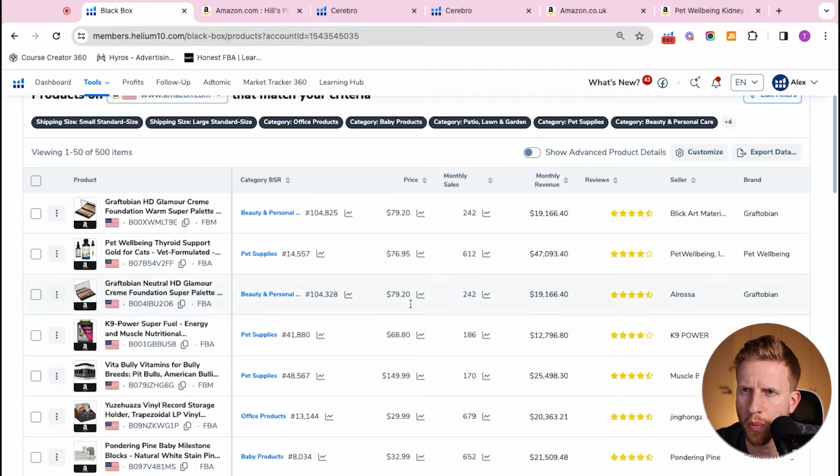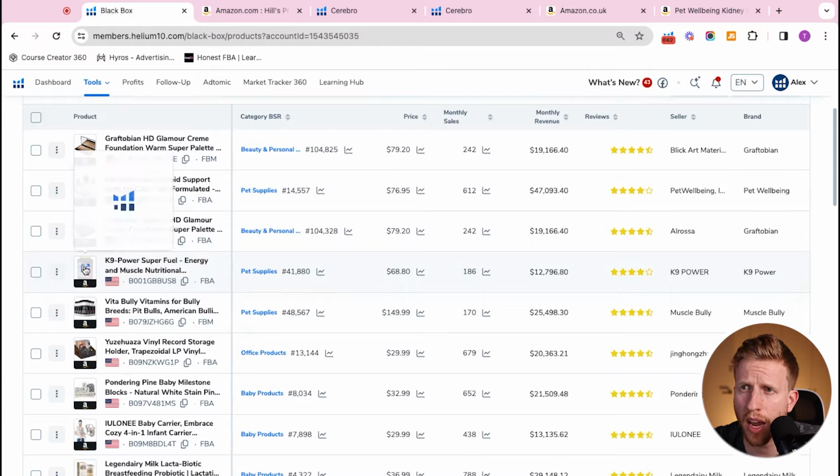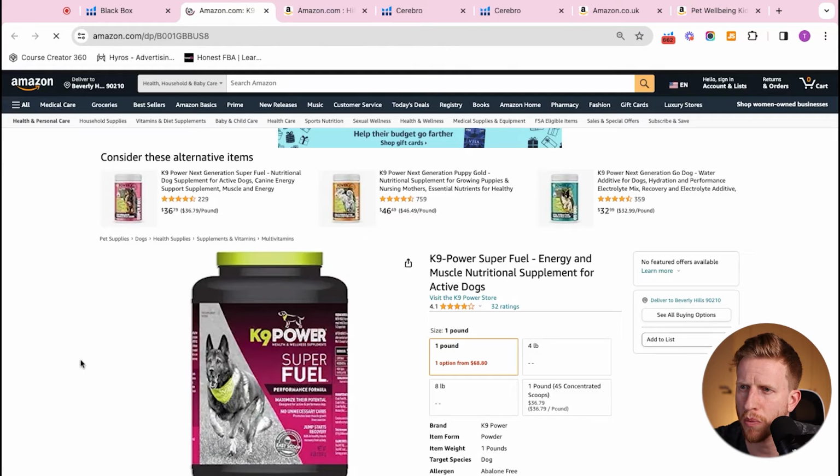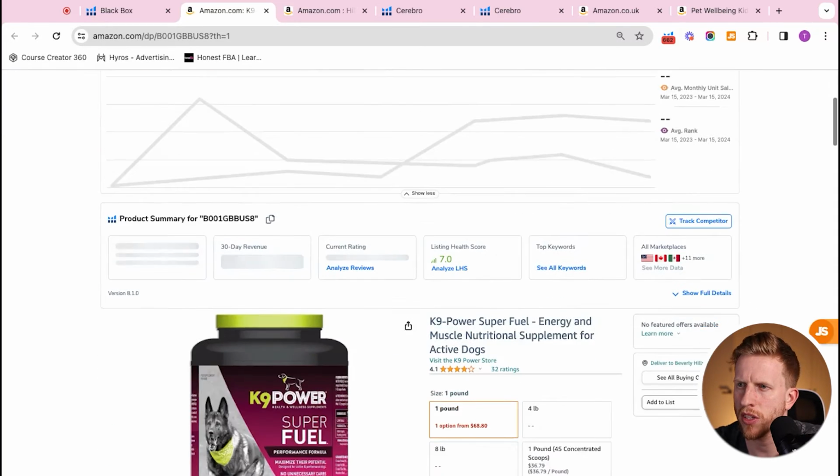Anyway, I'm going to go back to Black Box because I'm rambling on a little bit. But don't discount products like this. Have a look at them. We've got another one here, Canine Super Fuel. I'm actually going to look at this one as well. This is going to throw up a lot of pet supplements and stuff, but it's the sort of stuff that I'm kind of into.